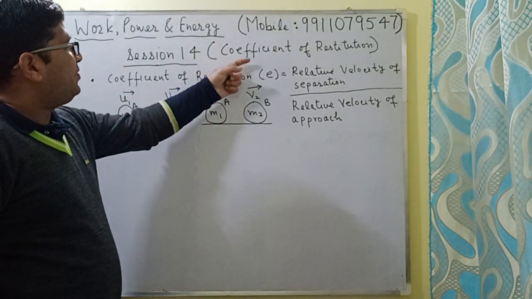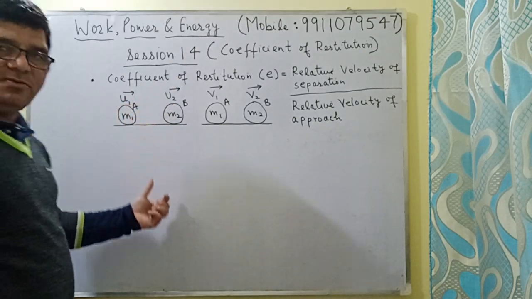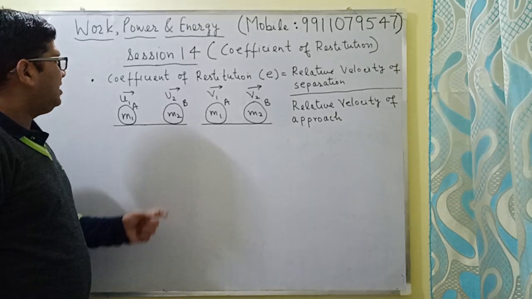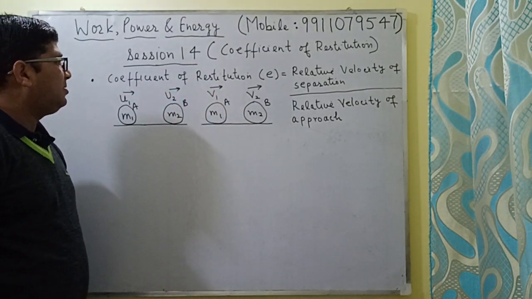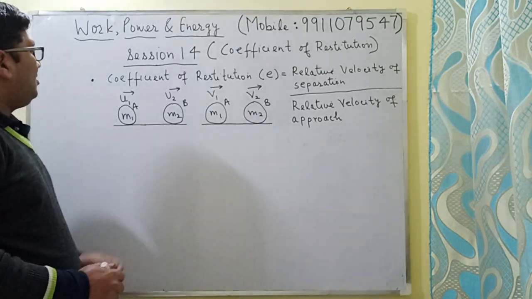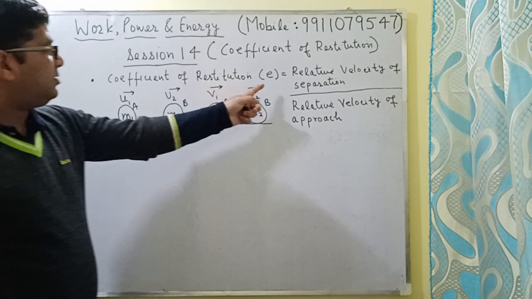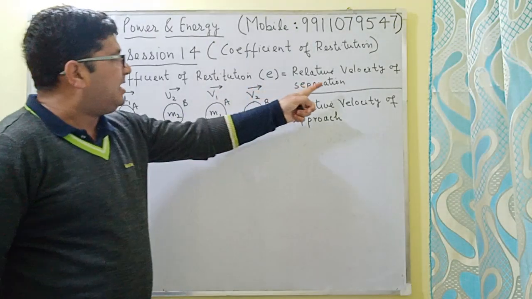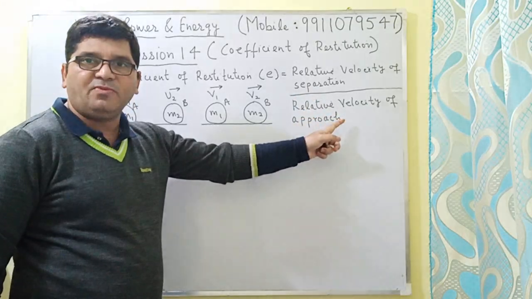The topic is coefficient of restitution, and this will be a very small session, maybe of 5 to 6 minutes, in which I will be just discussing this coefficient of restitution. Now, the coefficient of restitution is denoted by small e, and this is equal to the relative velocity of separation divided by the relative velocity of approach.